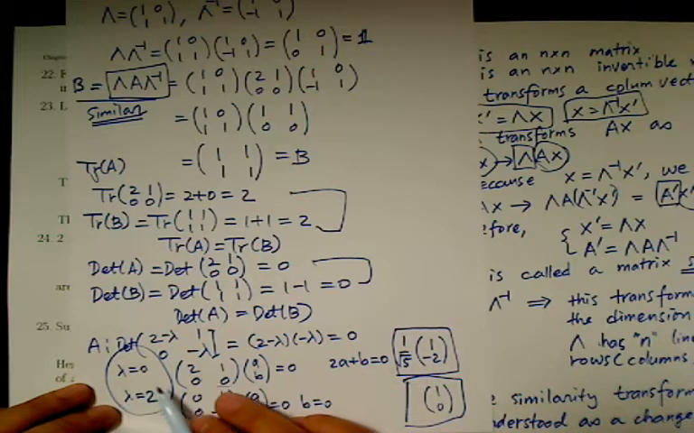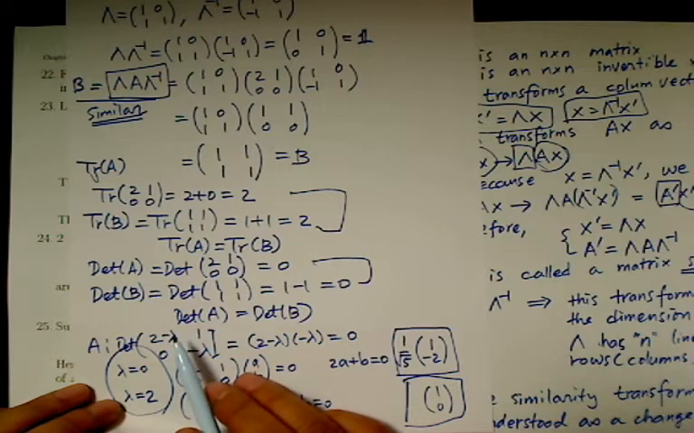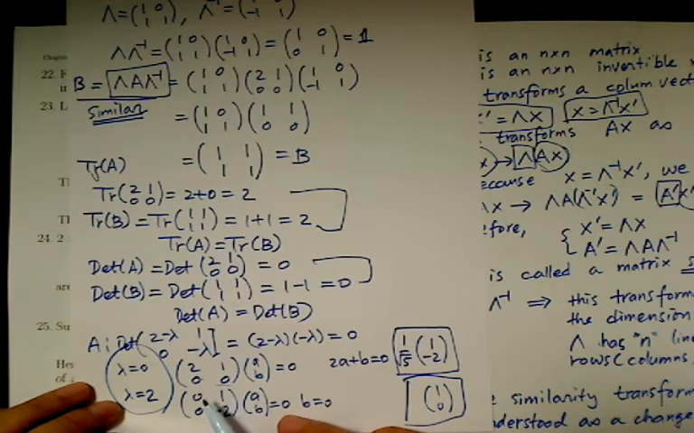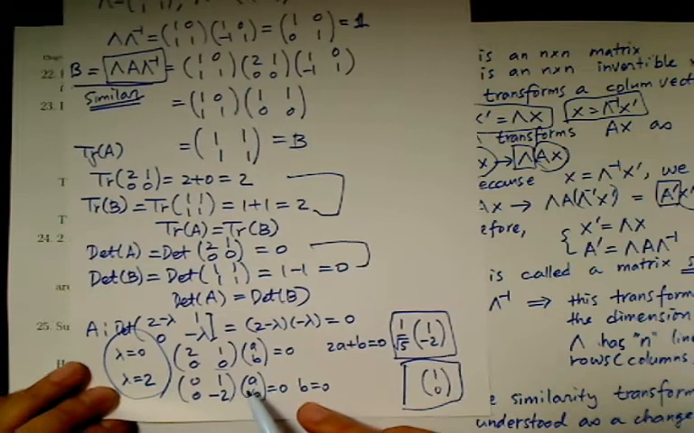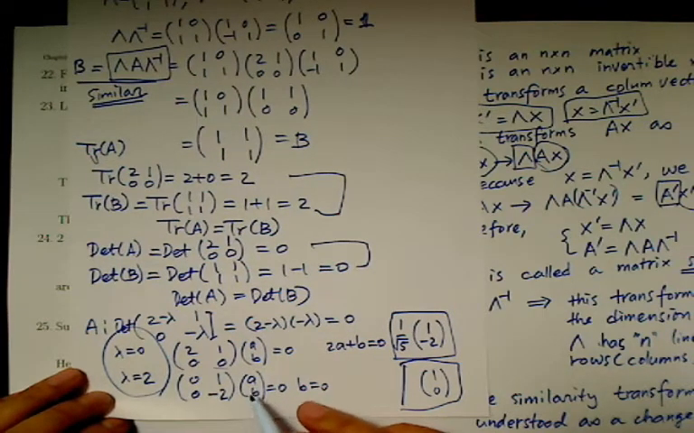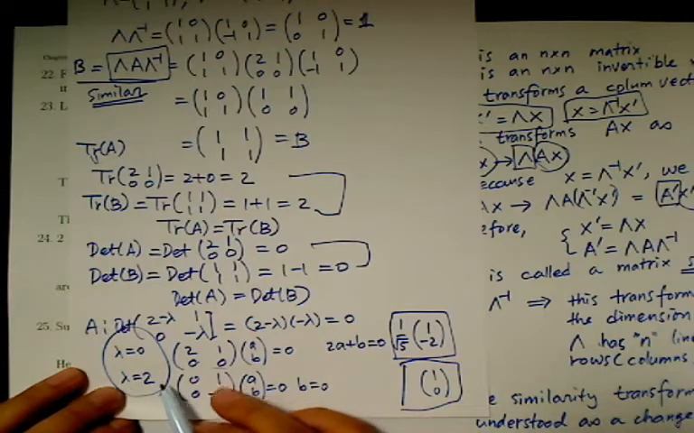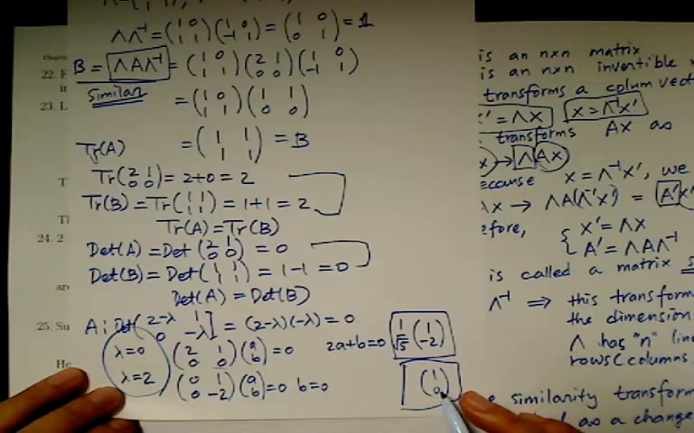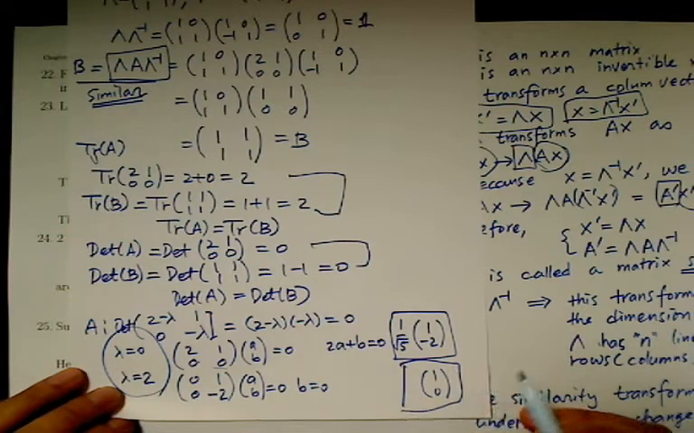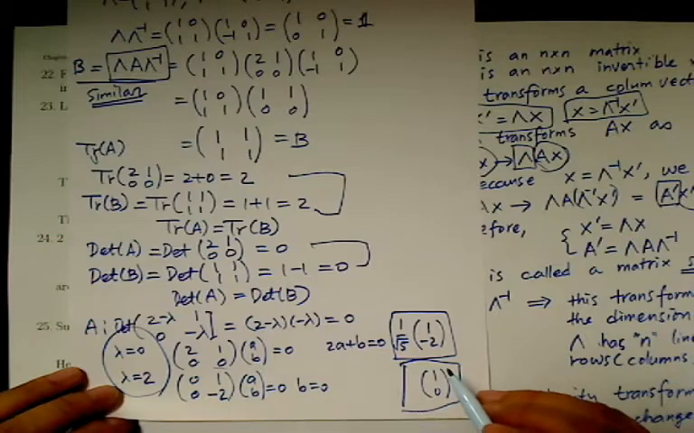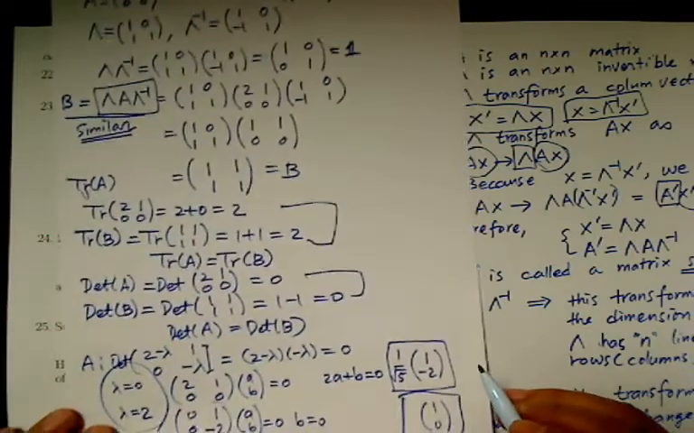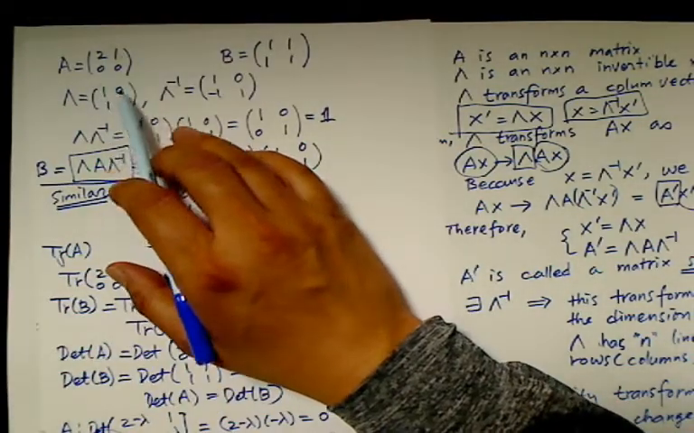I have eigenvalue 2. If I substitute in here, what I obtain is 2, 0, 1, and 0 minus 2. If I substitute the eigenvector, the result shows that regardless of the value of A, B must vanish. Therefore, the eigenvector for this is 1, 0. We notice that these two eigenvectors are not orthogonal. The reason is that A is not a Hermitian matrix.